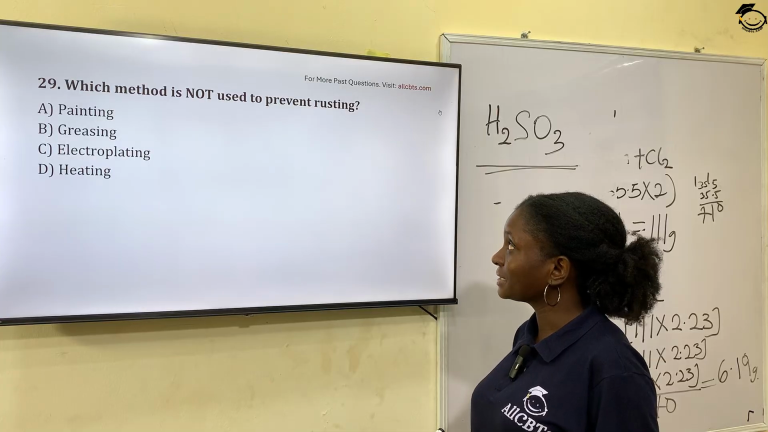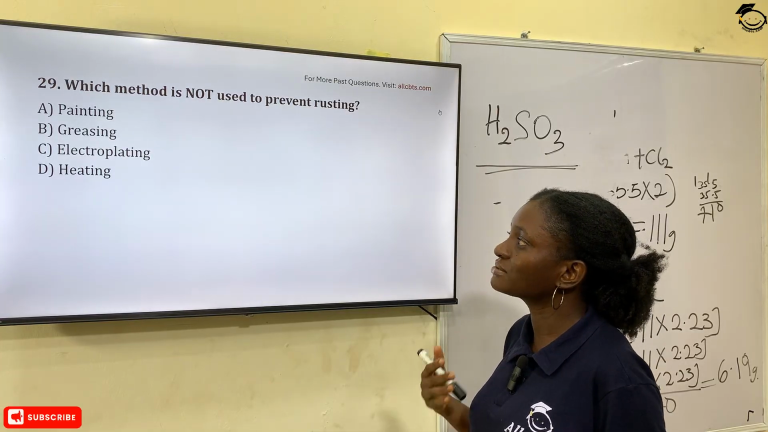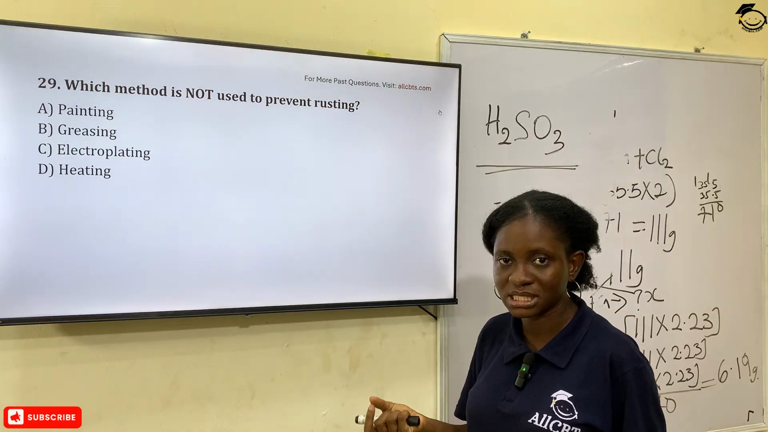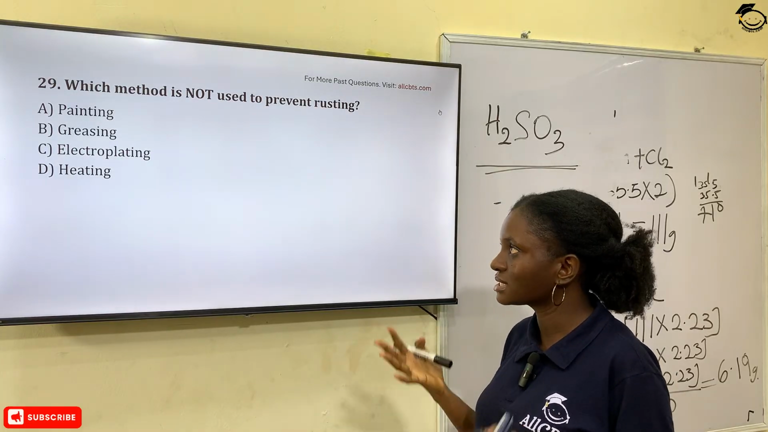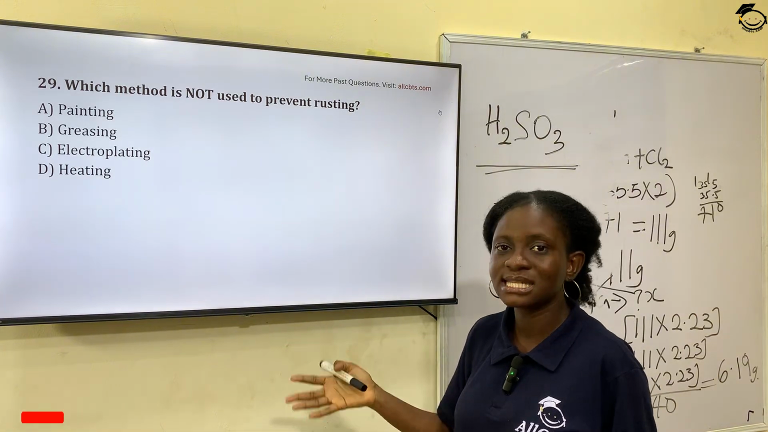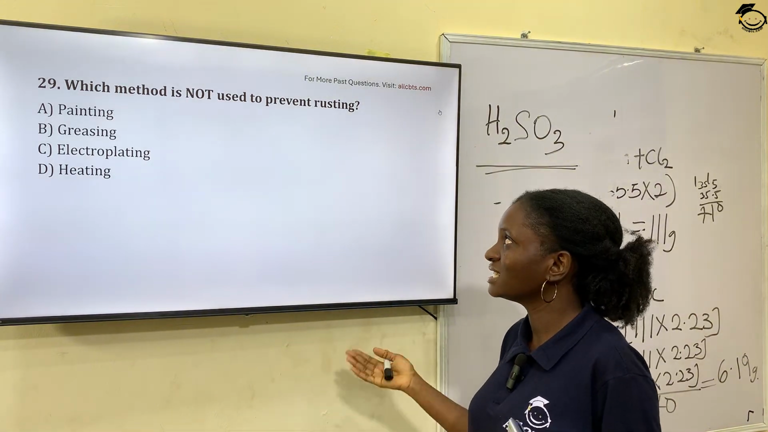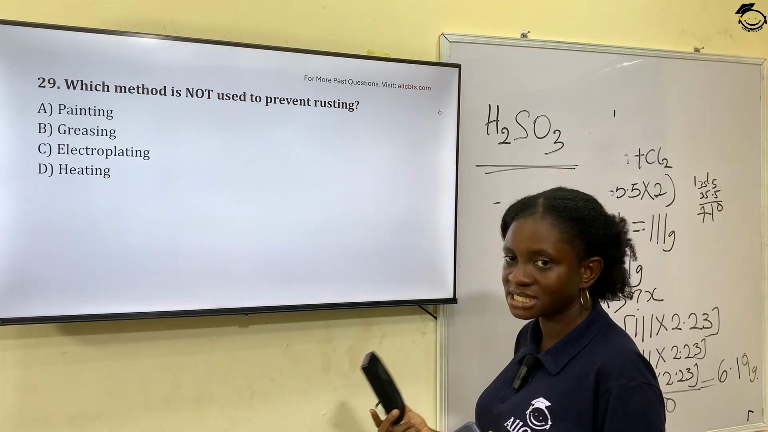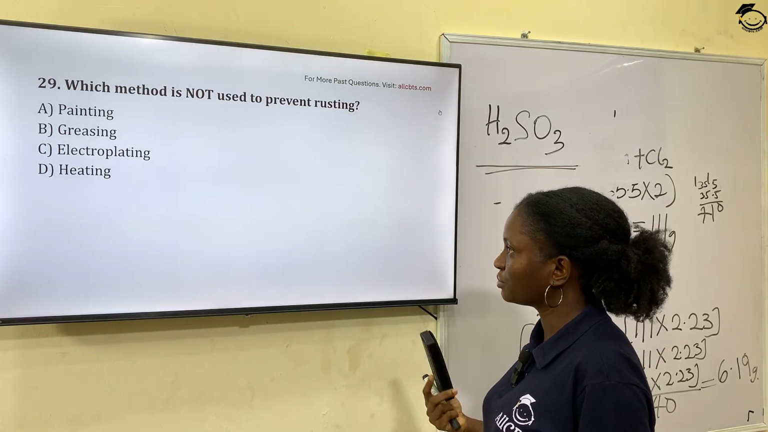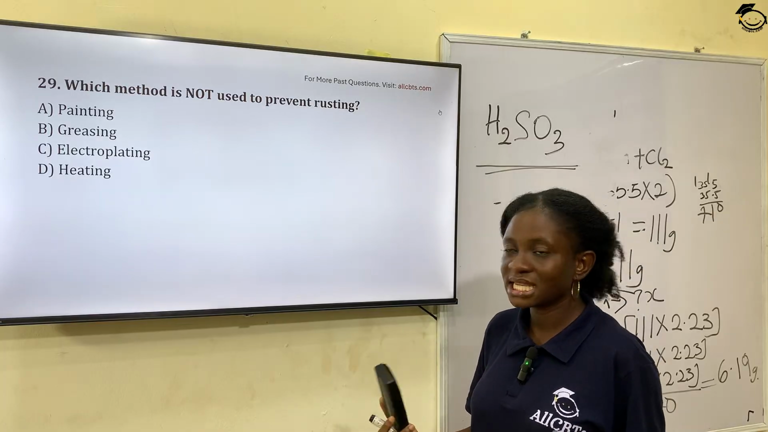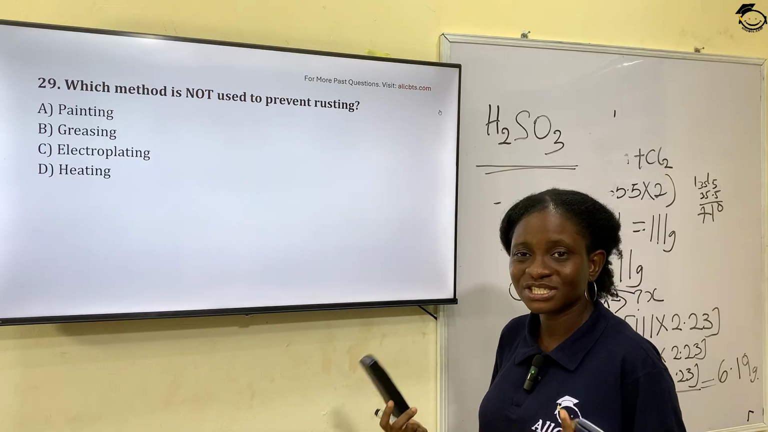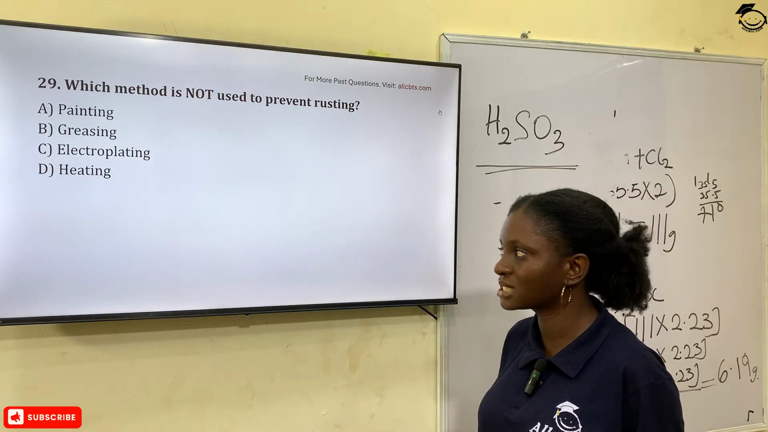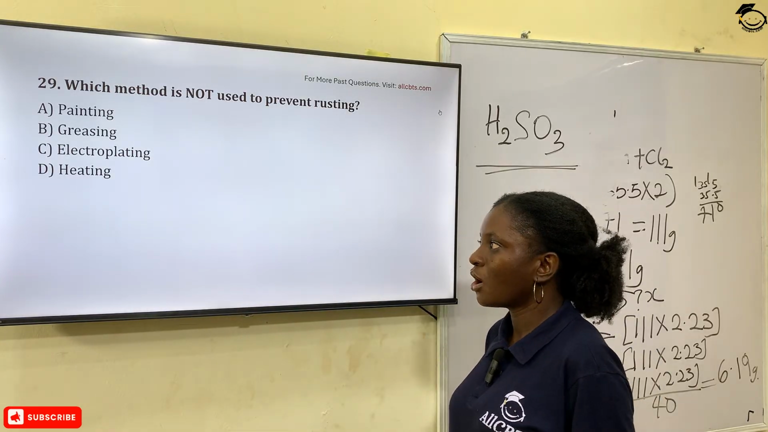Question 29. Which method is not used to prevent rusting? So in order to prevent rusting, which of these listed in the options is not used? Option A, painting. Yes, painting works. B, greasing, you can grease with oil. C, electroplating. D, eating. So the only option that is not used to prevent corrosion, rusting, is eating. Option D.